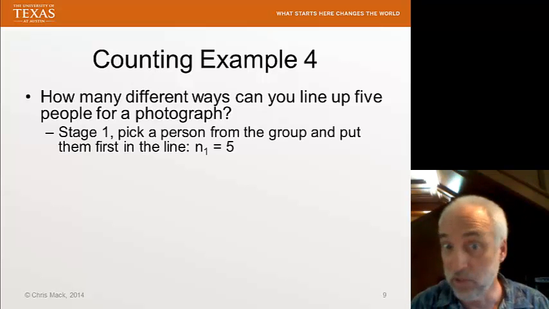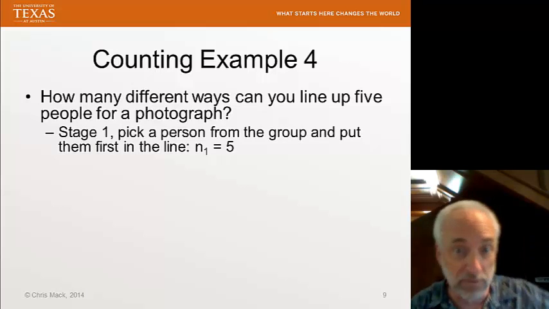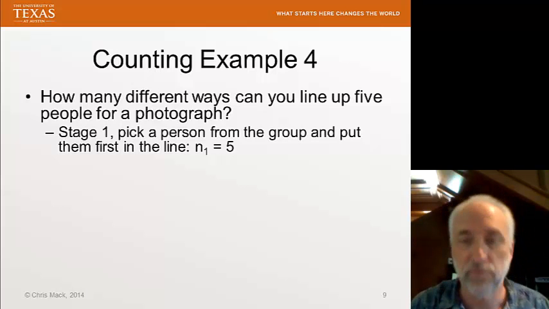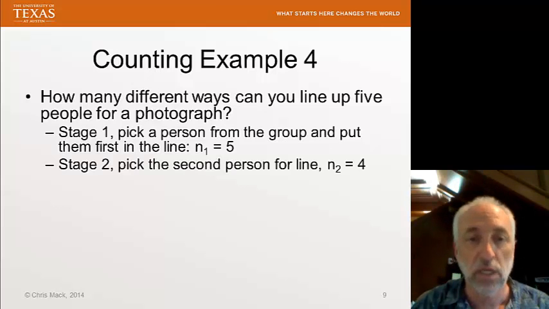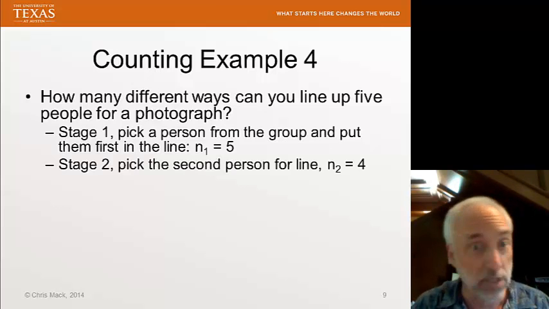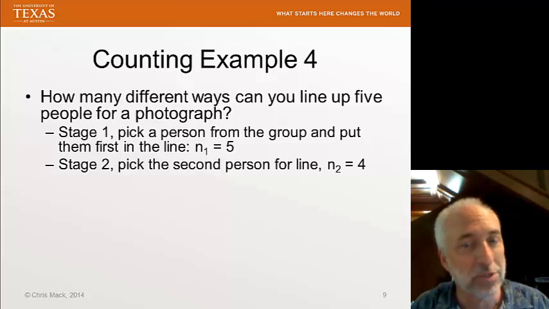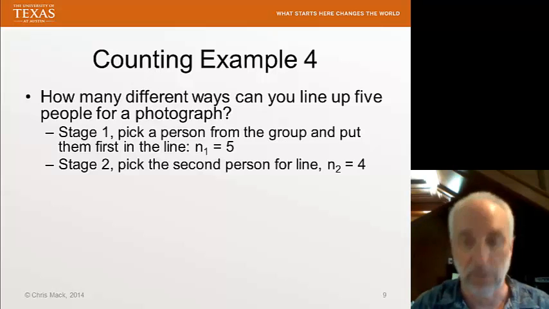I've got 5 people in the group. I pick them, put the first one in line, boom. 5 is the number of options for stage 1. At stage 2, I pick the second person in line, but now I don't have 5 people to choose from, I only have 4 people. This is picking without replacement or without repetition.